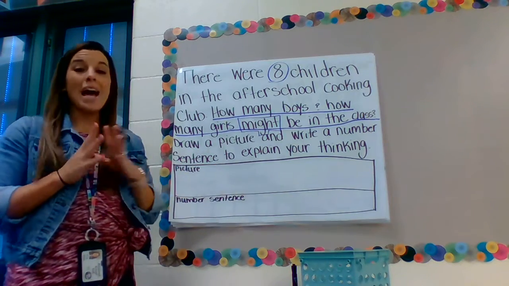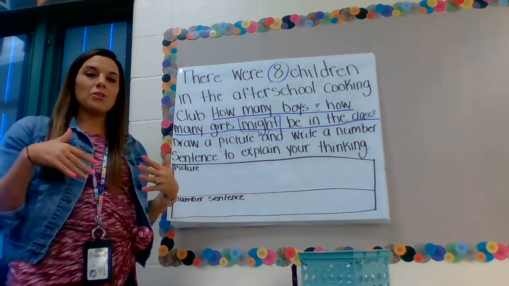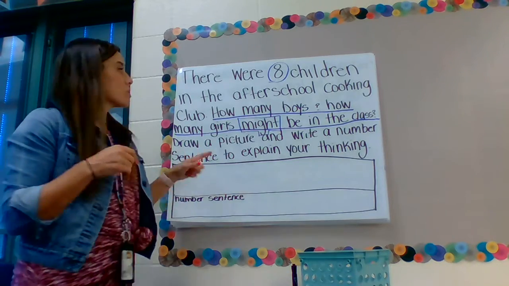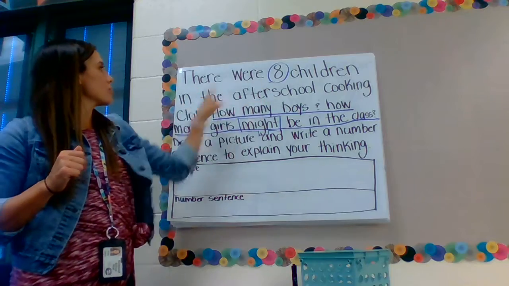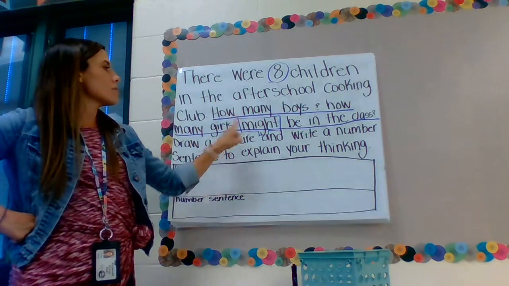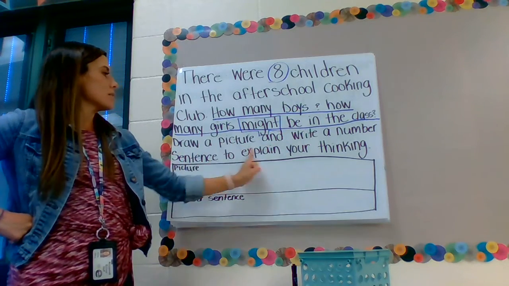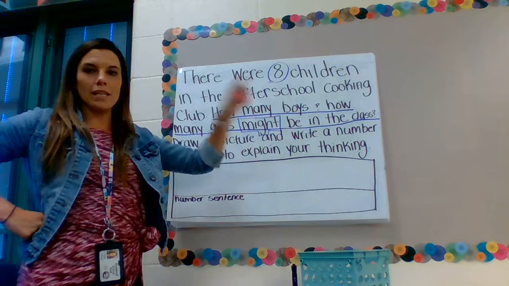So I'm going to read the problem first, and then I will go through how to find the most important information. So our problem today says, there were 8 children in the after-school cooking club. How many boys and how many girls might be in the class? Draw a picture and write a number sentence to explain your thinking.